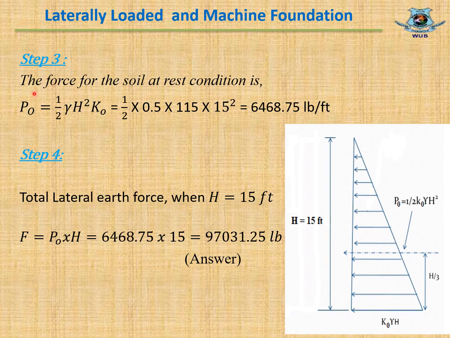Step 3. The force for the soil at rest condition is P naught equal to half gamma into H square into K naught. Gamma, H and K naught are same as used in previous slide. See slide 5. So finally P naught equal to 6468.75 pound per feet. Step 4. Total lateral earth force F equal to P naught into H. And finally F equal to 97031.25 pound.